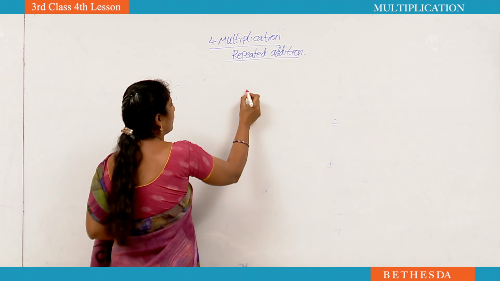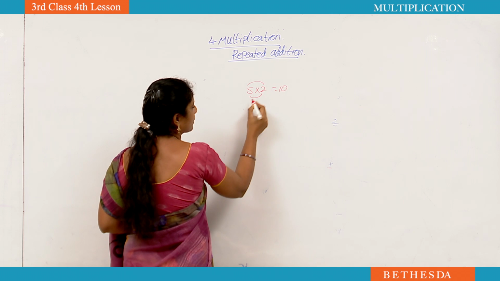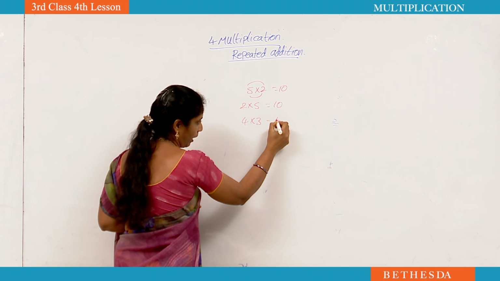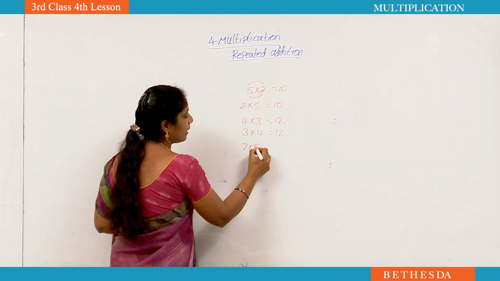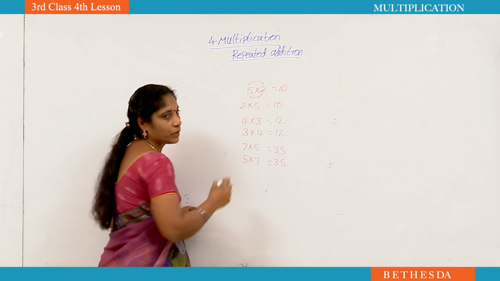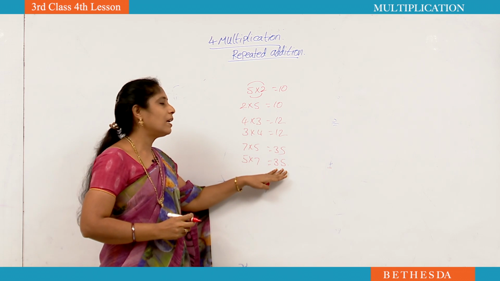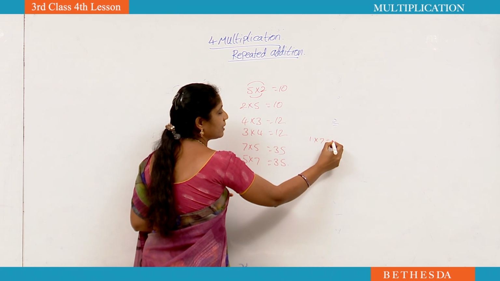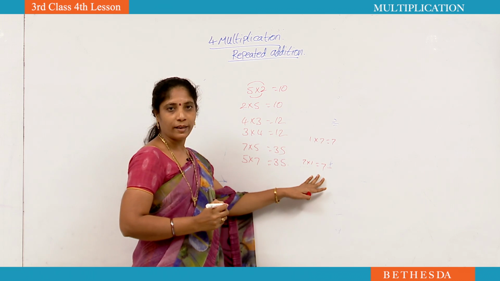For example, see here, 5 twos are 10. Here I am changing the order of the numbers. 2 fives, 2 fives also 10. 4 threes are 12. 3 fours also 12. Next, 7 fives are 35. 5 sevens also 35. What did you observe here? If you change the order of the numbers also, we will get the same product. Then you can write the table as 1 seven is 7 or 7 ones are 7, like that. If you write either of these two ways, it is correct.